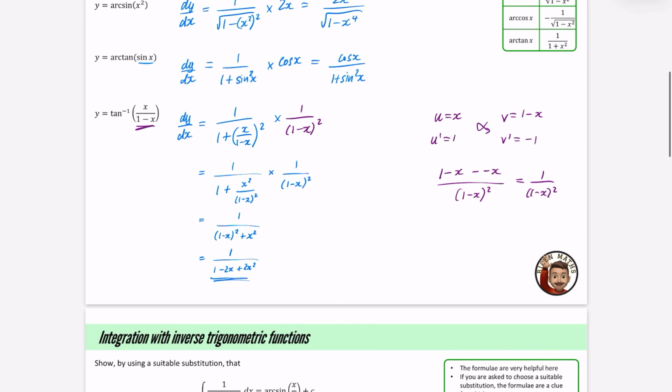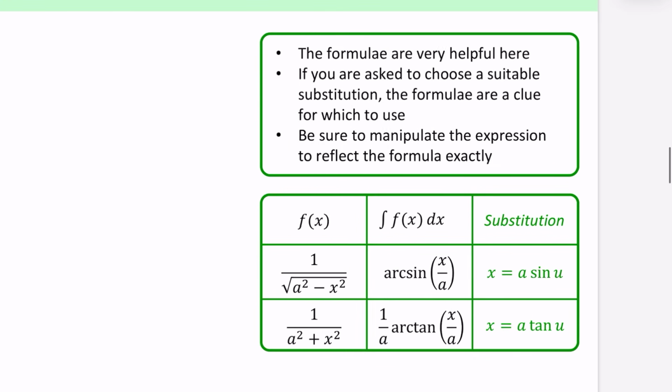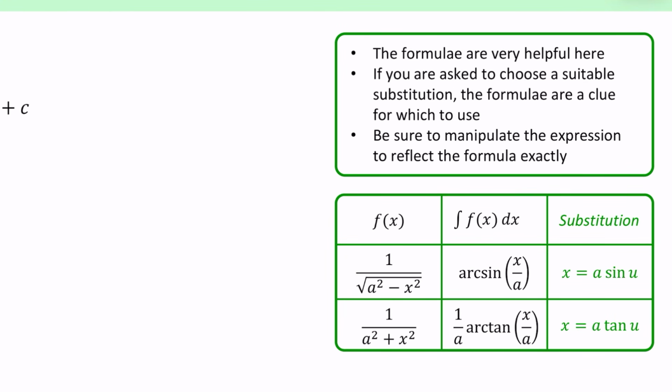Okay, we're now going to have a look at doing integration with inverse trigonometric functions. So again, the formula booklet, the formulae are very helpful here. If you are asked to choose a suitable substitution, the formulae are a clue for which to use. I'll discuss that down here in just a second. And of course, if you're going to just do it without the formulae, without the substitution, please be sure to manipulate the expression to reflect the formula exactly. And what I mean by that is making sure that we have the x squared by itself for this part, okay? So we will be tackling some of these later on in the hyperbolic playlist, because I've only included these two for now, but when the hyperbolics get introduced in chapter 6, I will be returning to some of these things.